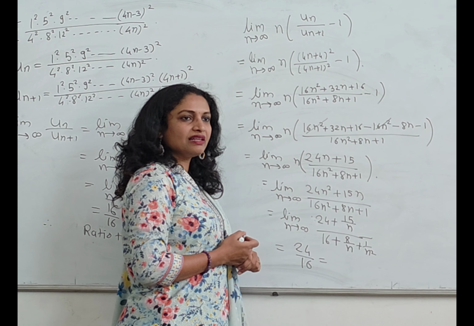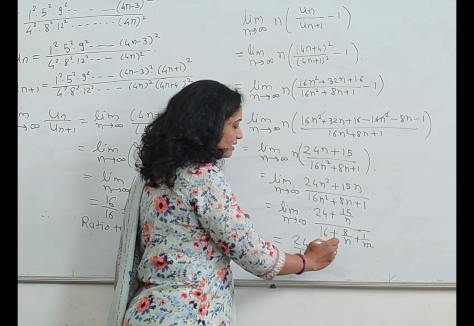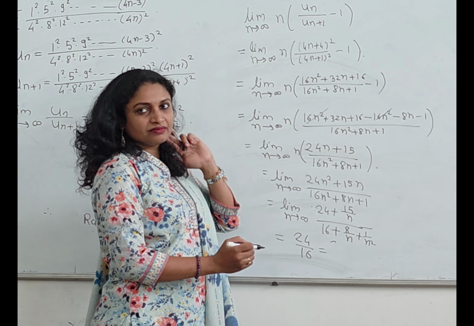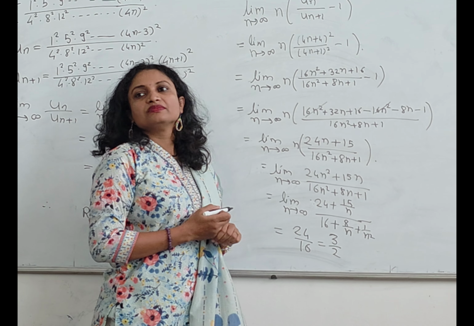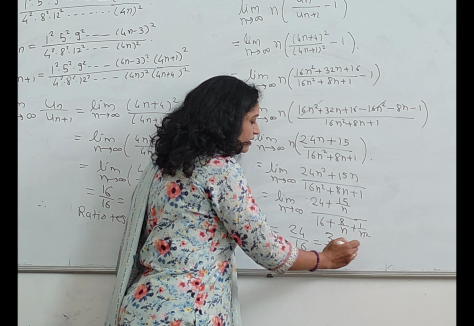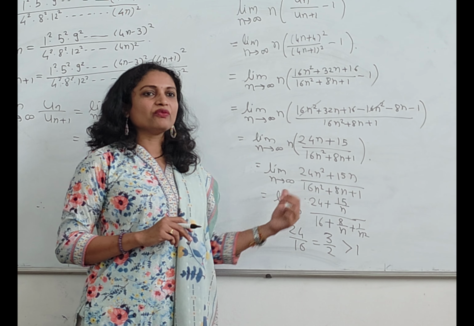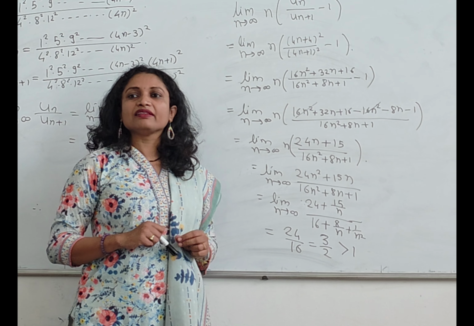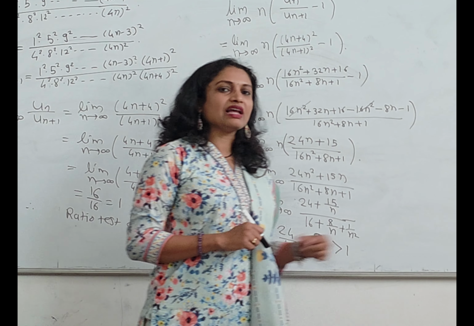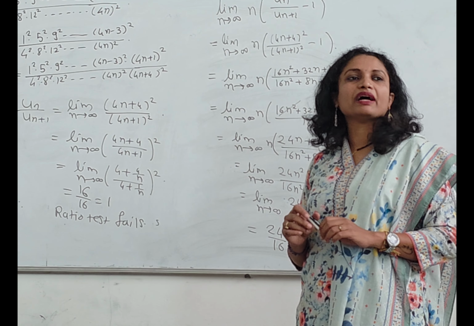How will you simplify this? That will be 3 by 2. So that is nothing but what? Greater than 1. So as it is greater than 1, what can you conclude? The series is convergent by which test? By Raabe's test. So the last statement you need to write: the given series is convergent by Raabe's test.